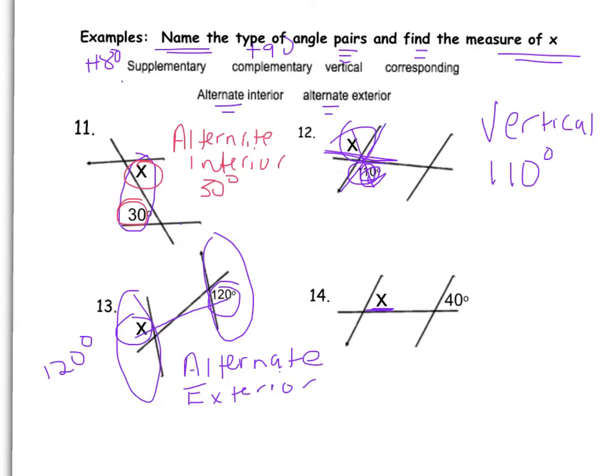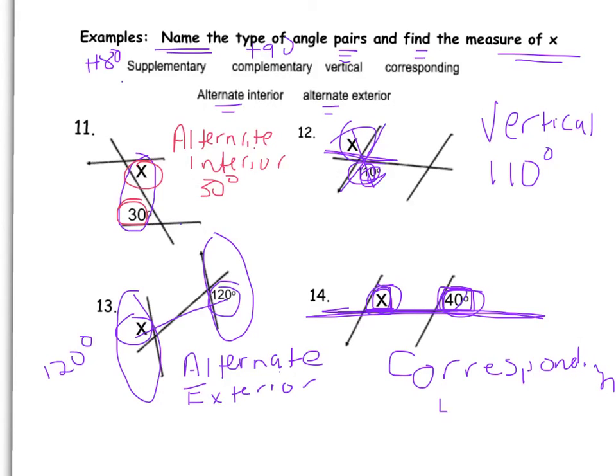And here, same location. They're on the same side of the transversal, same corner, so they're corresponding. And corresponding angles are also congruent. So if this one is 40, this one is 40 as well. But don't forget the whole idea of supplementary. If they form a straight line, or they add to 180, then you can find that by subtracting from 180.